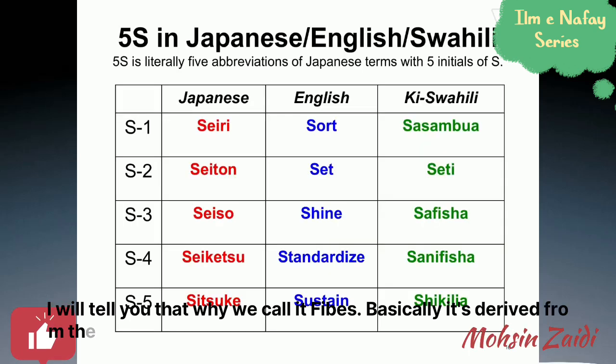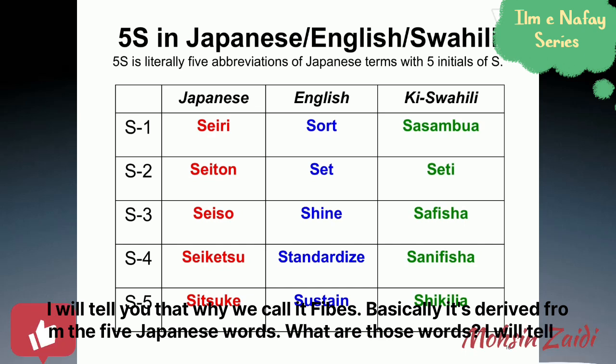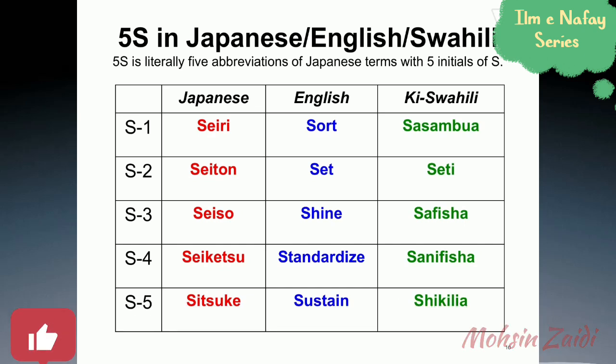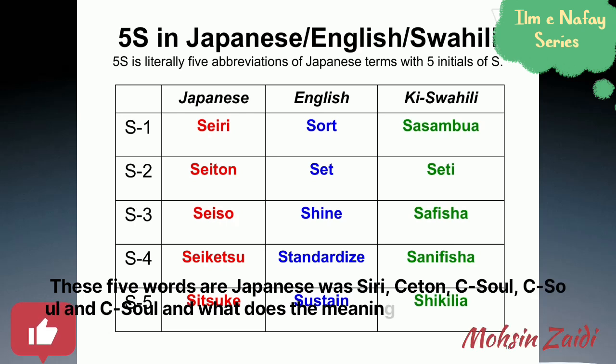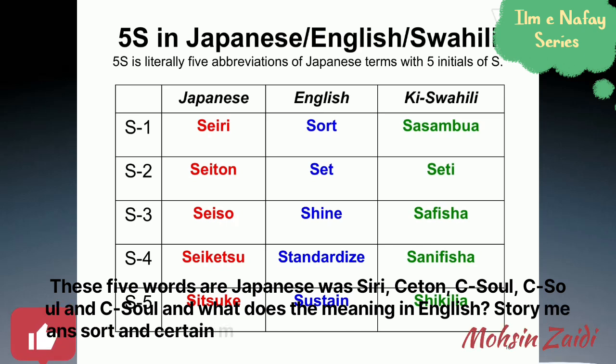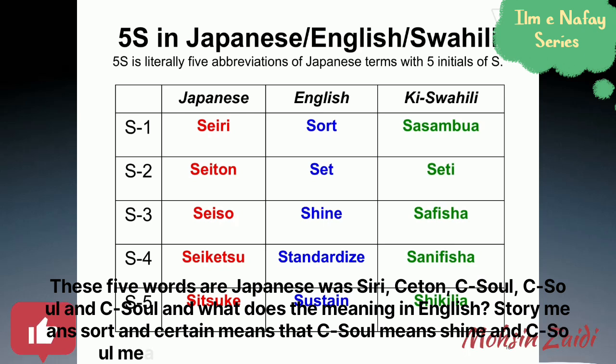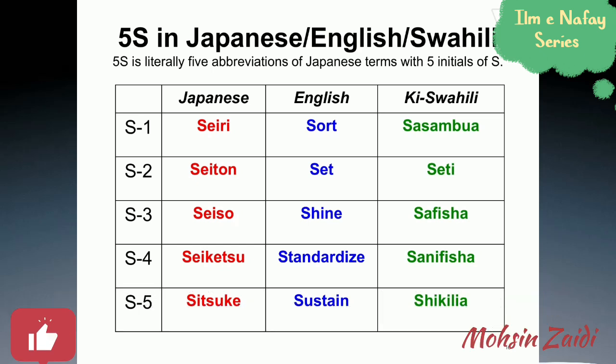Basically, it's derived from five Japanese words. Now, what are those words? I will tell you in English as well. These five words are Japanese words: Seiri, Seiton, Seiso, Seiketsu, and Shitsuke. And what is the meaning in English? Seiri means sort, Seiton means set, Seiso means shine, Seiketsu means standardize, and Shitsuke means sustain.